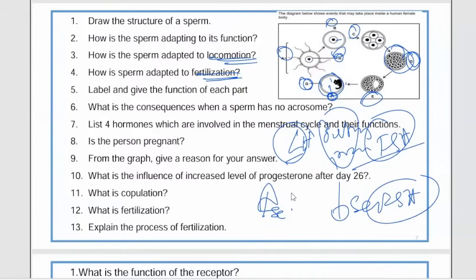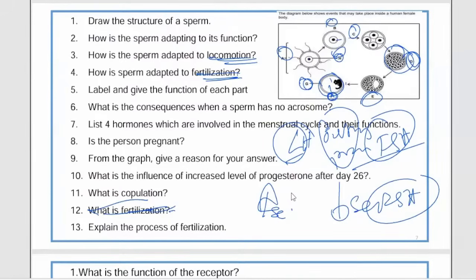and then automatically the person cannot become pregnant. What is copulation? Insertion of the penis inside the vagina. What is fertilization? We saw that it is when the haploid nucleus of the sperm fuses with the haploid nucleus of the ovum to form a diploid zygote. Explain the process of fertilization.